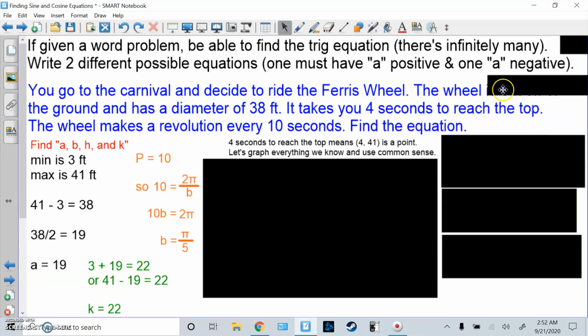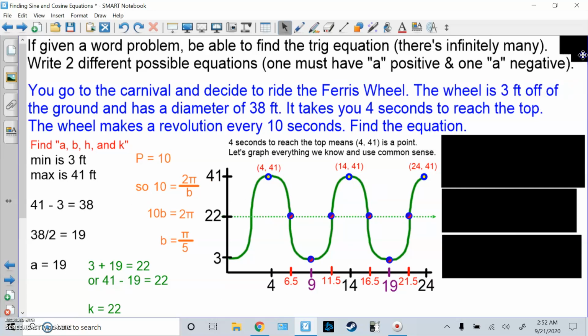Alright, now we have to find h. Let's do this. 4 seconds to reach the top means (4, 41) is a point. So let's graph everything we know and use some common sense. So (4, 41) is on there. Now we had 10 seconds, that's a full revolution, right? So we know (14, 41) is on there. 10 more seconds will be (24, 41). Those are 3 easy points.